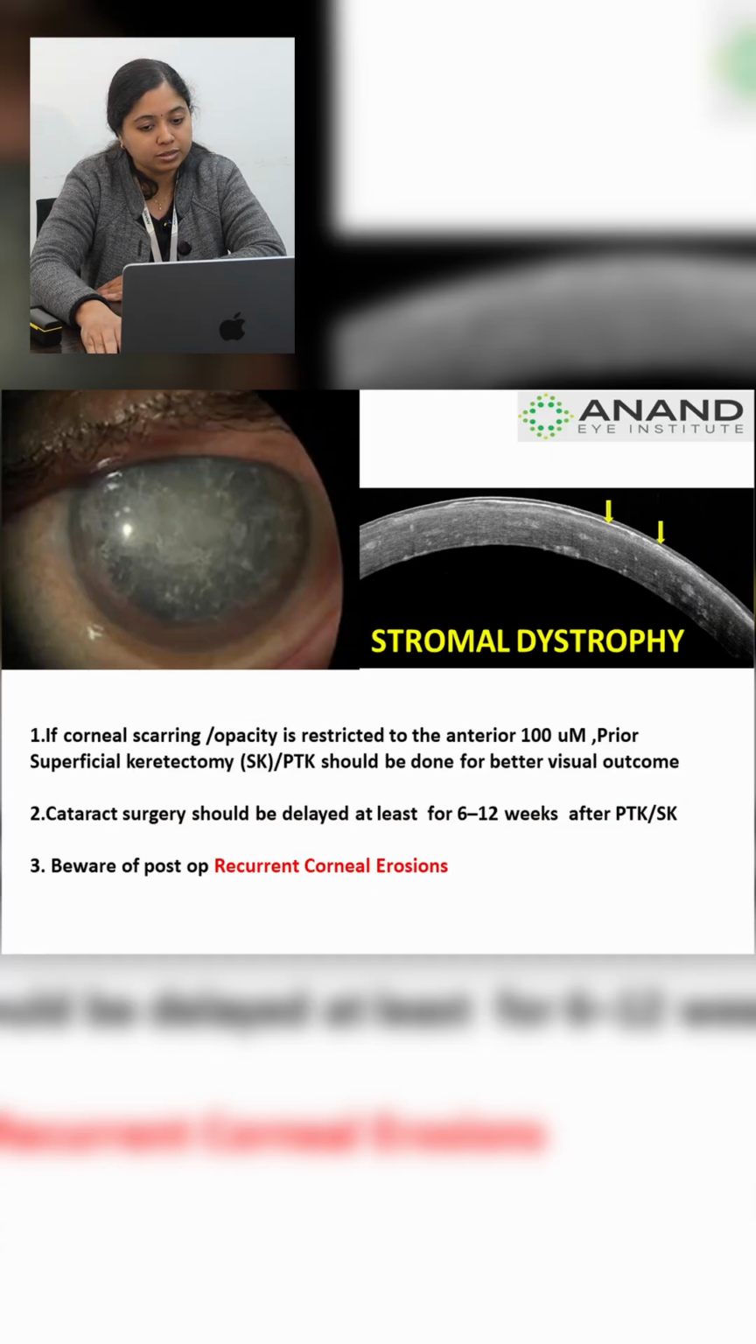What to do if there is a stromal dystrophy? So if your dystrophy is restricted to the anterior 100 microns, then a superficial keratectomy or a phototherapeutic keratectomy prior to the surgery will give us better outcomes. Give a waiting period of 6 to 12 weeks before planning cataract if you're doing a keratectomy. Always caution the patient for recurrent corneal erosions in these eyes.